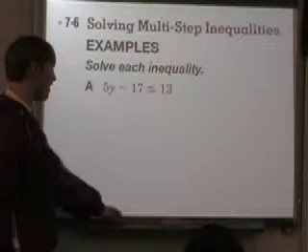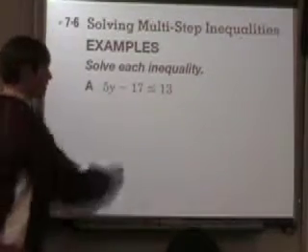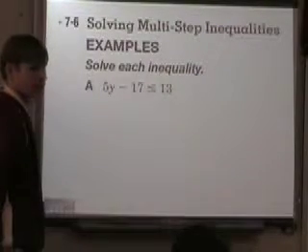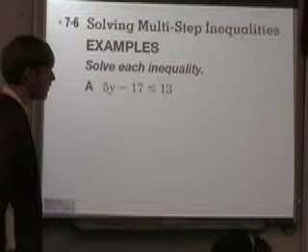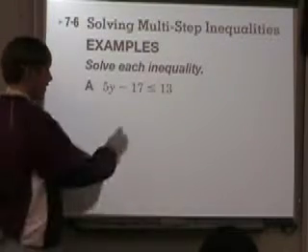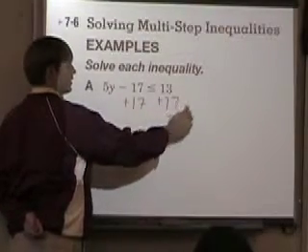We've got 5y minus 17 is less than or equal to 13. Treat this just like it was an equal sign. What would I do first, LA? Not subtract though. Add 17. You have to do the opposite. So you're going to add 17 on both sides, just like LA said.